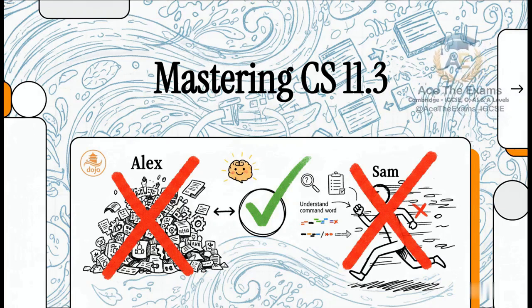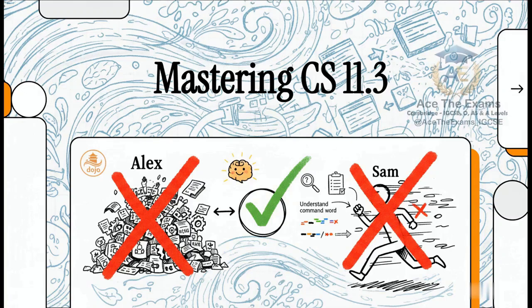Well, every single year, I see two very specific types of students tackle these exact papers. Let's call them Alex and Sam. Now, Alex is our human encyclopedia. Alex completely overloads the exam paper with raw computer science facts. I mean, just listing out absolutely everything there is to know about procedures. But here's the catch. Alex provides zero actual analysis.